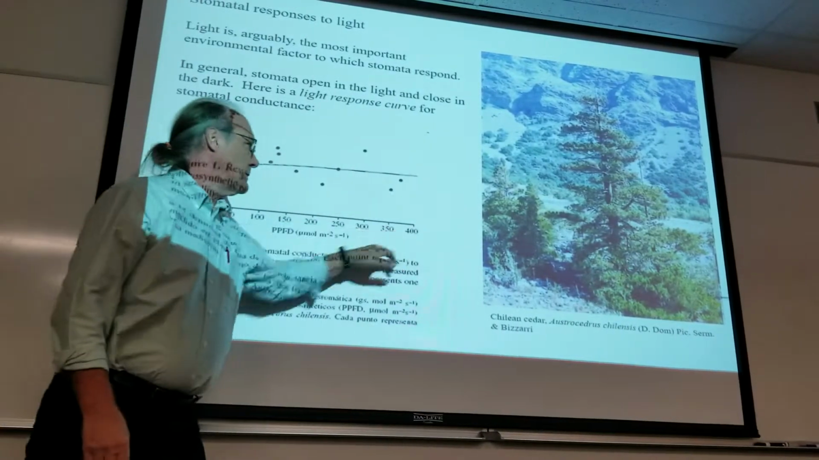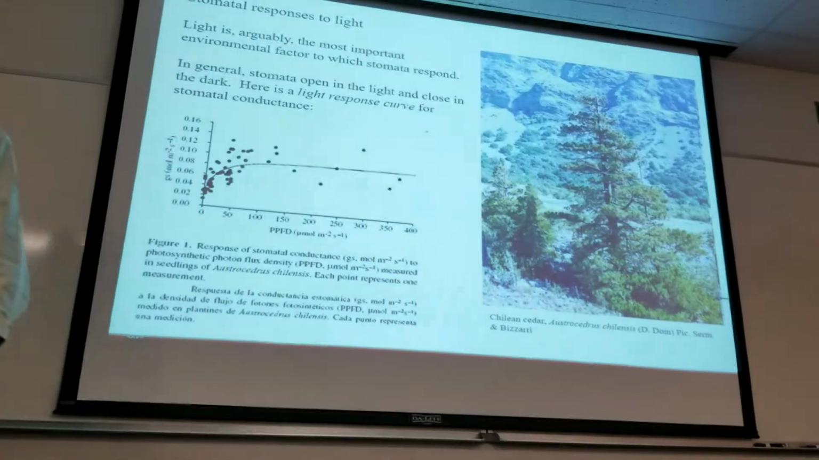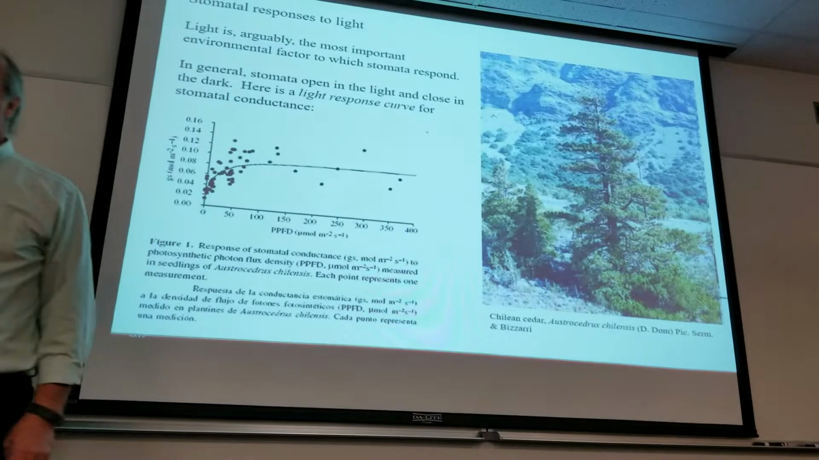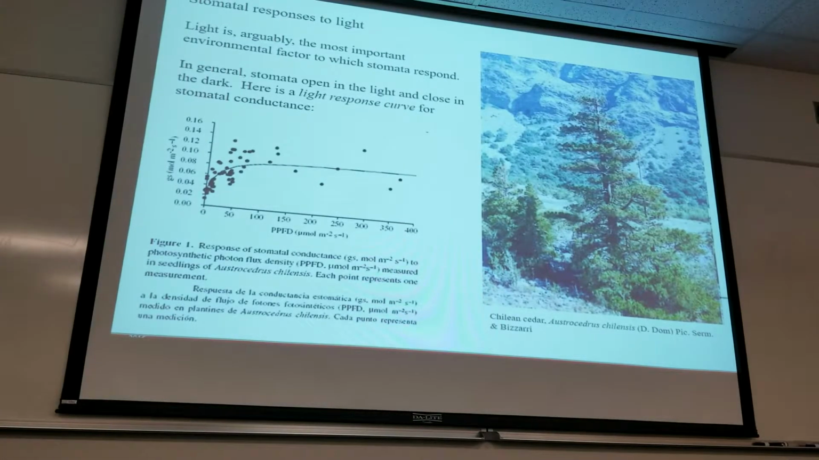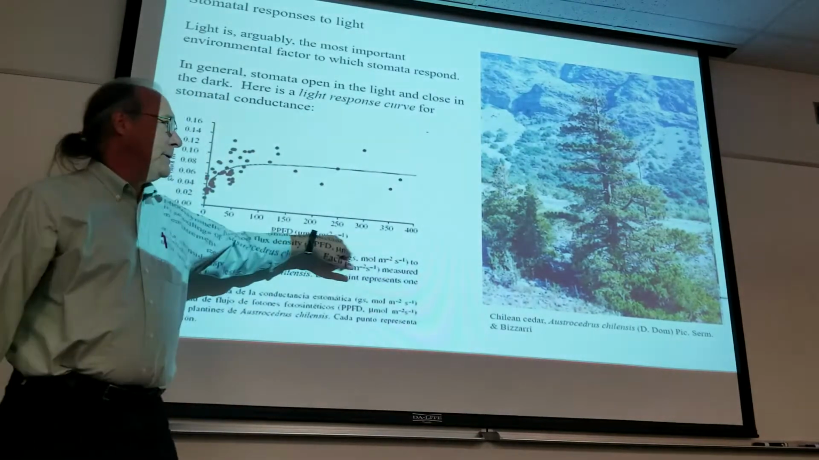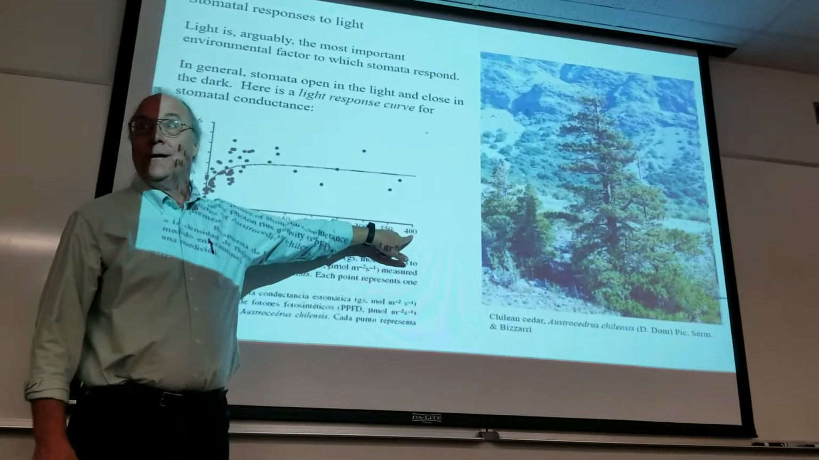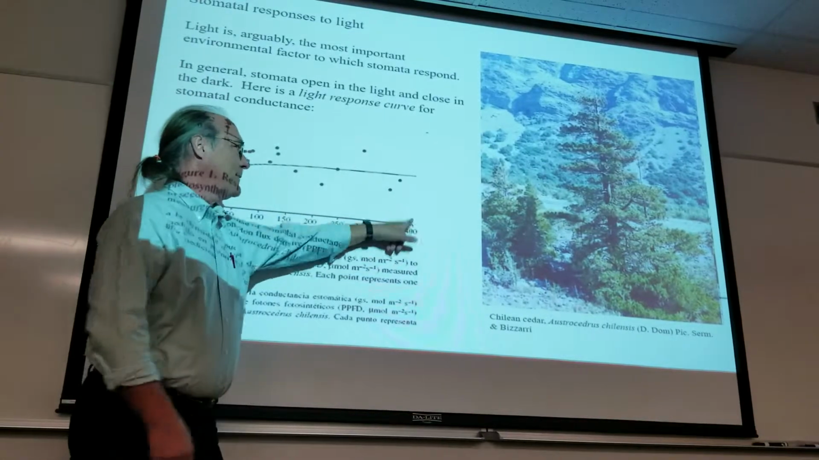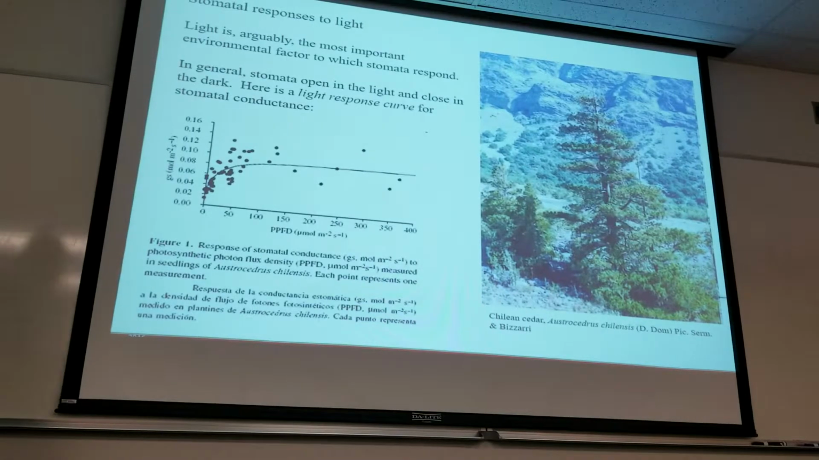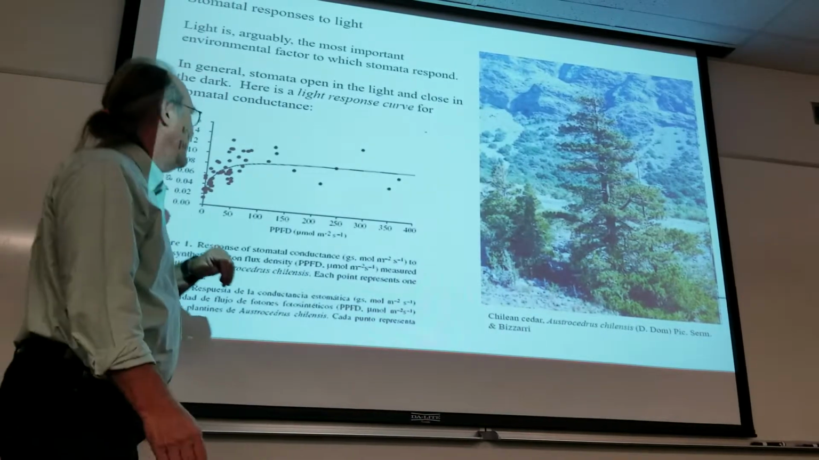Although, what's the photosynthetic photon flux density for full sunlight? What number is that? Does anybody know? It's about 2,000 micromoles per square meter per second. This is only going up to 400. So this is still not even half of full sunlight. It's kind of a dim condition.